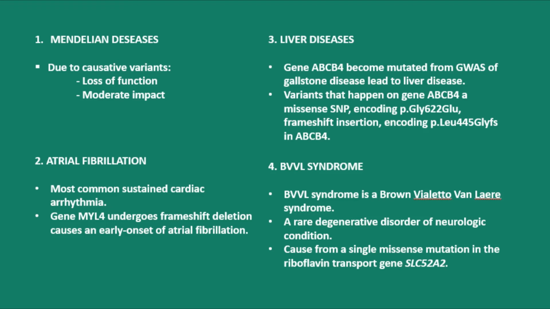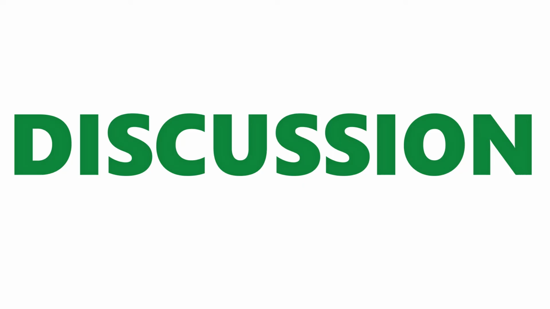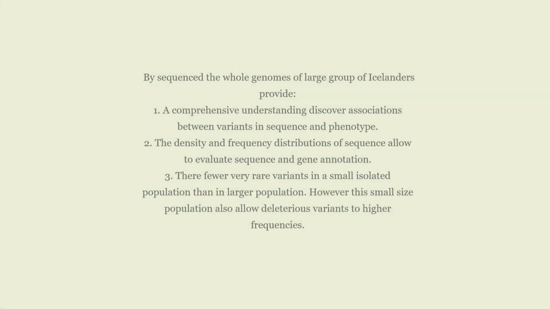BVVL syndrome. BVVL syndrome is Brown-Vialetto-Van Laere syndrome, a rare degenerative neurologic disorder caused by a single missense mutation in the riboflavin transport gene SLC52A2.